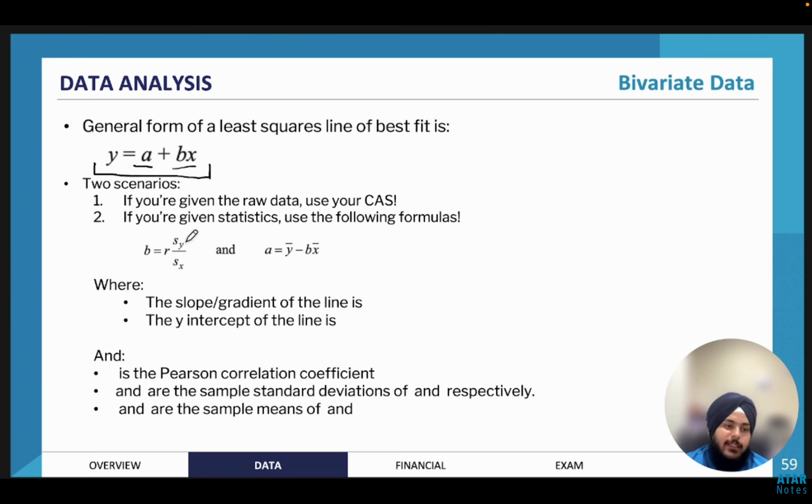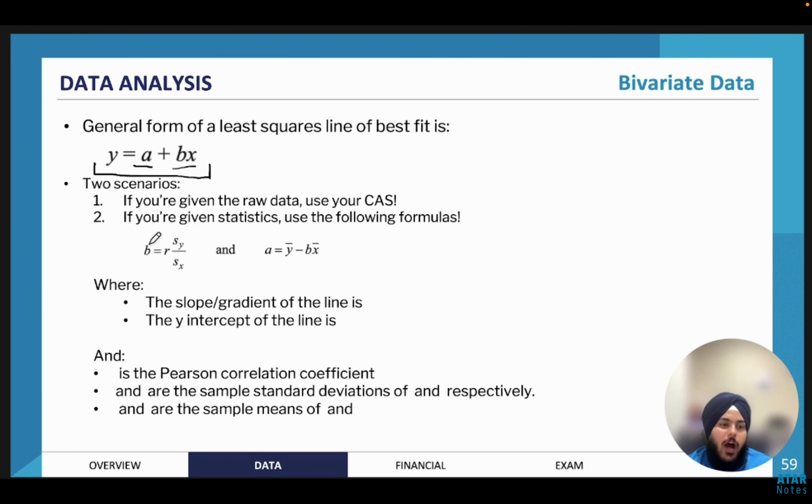Alternatively, you might be given certain descriptive statistics. You might be told what the standard deviation of the y variable is, what the standard deviation of the x variable is, what the mean of the y variable is, what the mean of the x variable is, and what the r value is. If you're given all those statistics, you can manually calculate the a and b values just by using these formulas, which are also in your formula sheet.